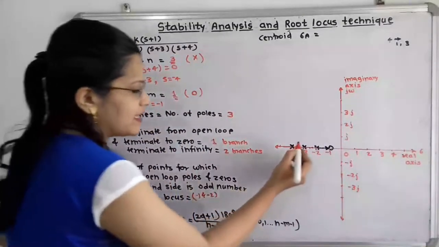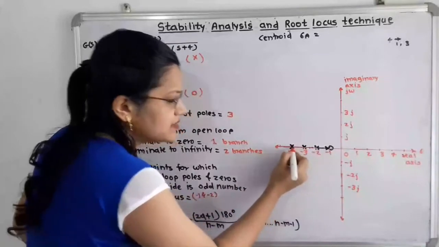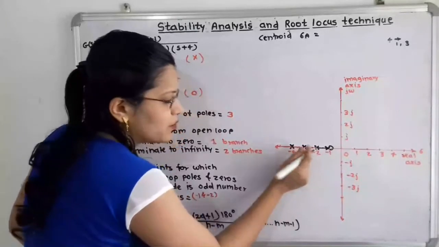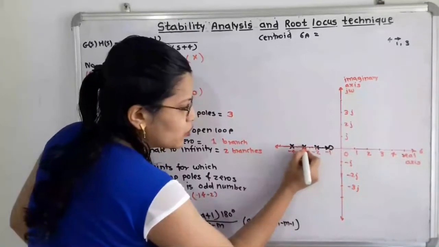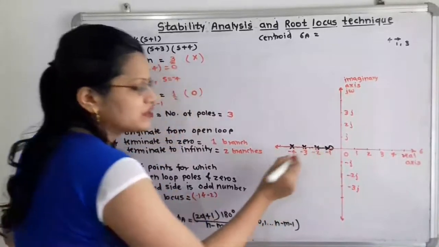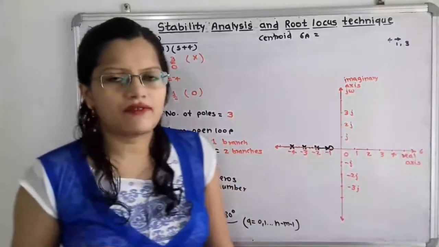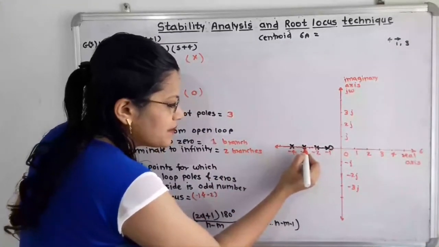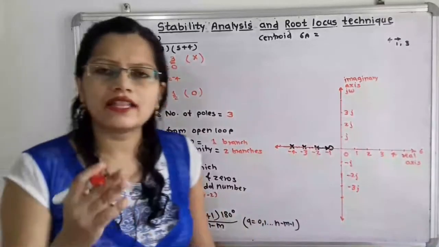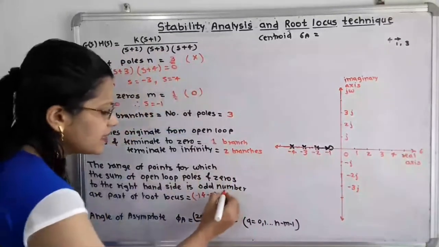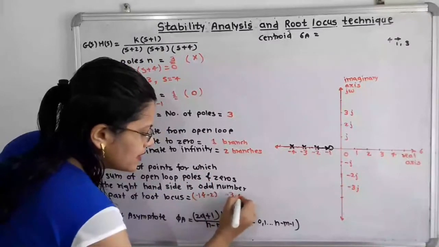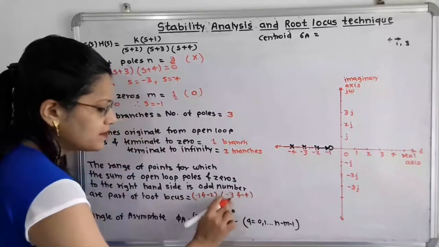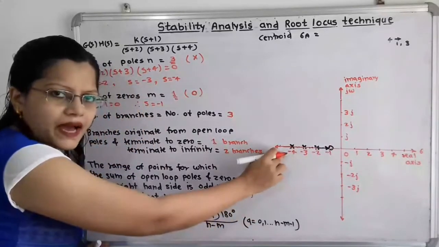Then we will move to the next, that is the points in between -3 and -4. If I consider the points in between -3 and -4, on the right hand side there are in total 1, 2, 3, that is 2 poles and 1 zero, so 3 in number are available. That is an odd number. So we can say that the points in between -3 and -4 are part of the root locus. So this range is -3 and -4.